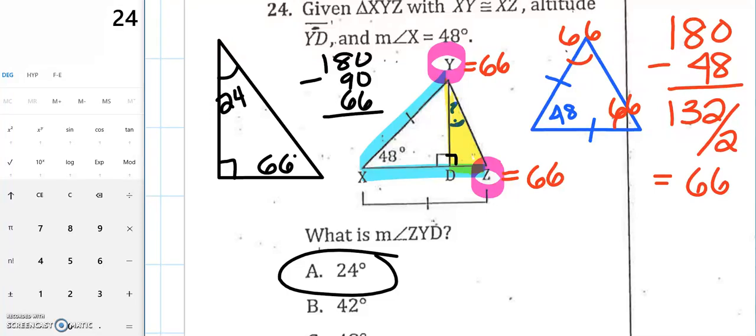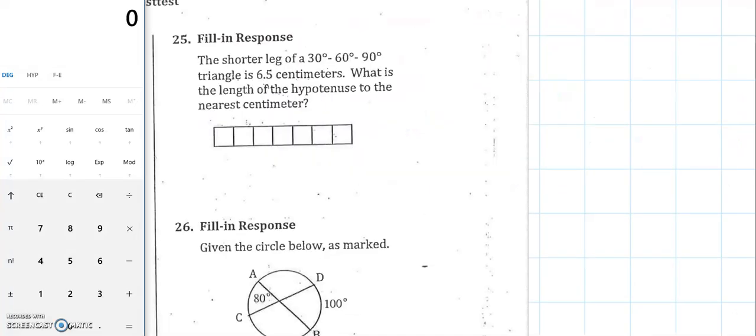Now, you could have figured this out a lot of different ways, but that's the approach that I used. Let's move on to the next question. Okay, question number 25. We're asked about a 30, 60, 90, the special right triangles. Now, they tell us that the shorter leg is 6.5 centimeters long, and the goal is to find the length of the hypotenuse to the nearest centimeter.